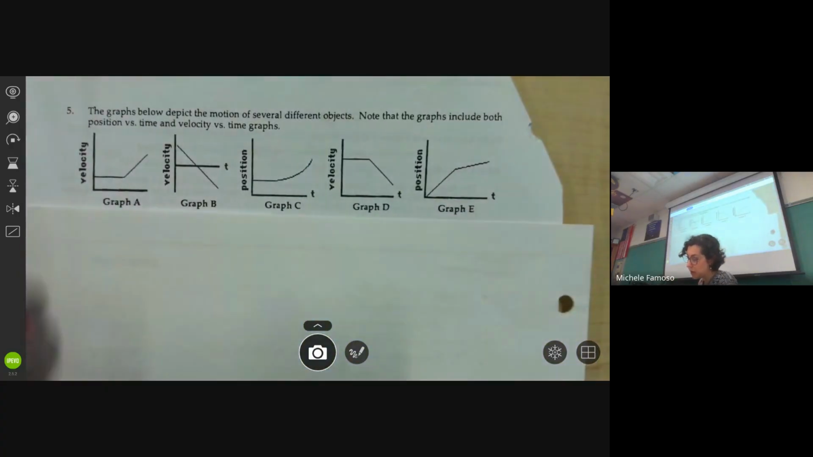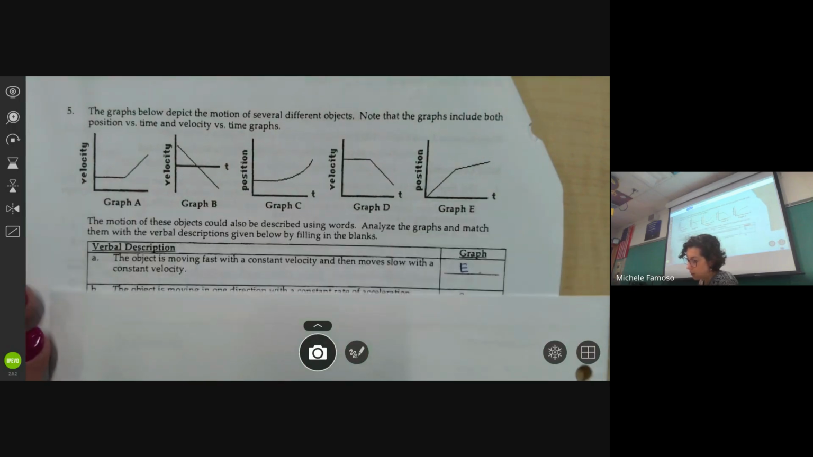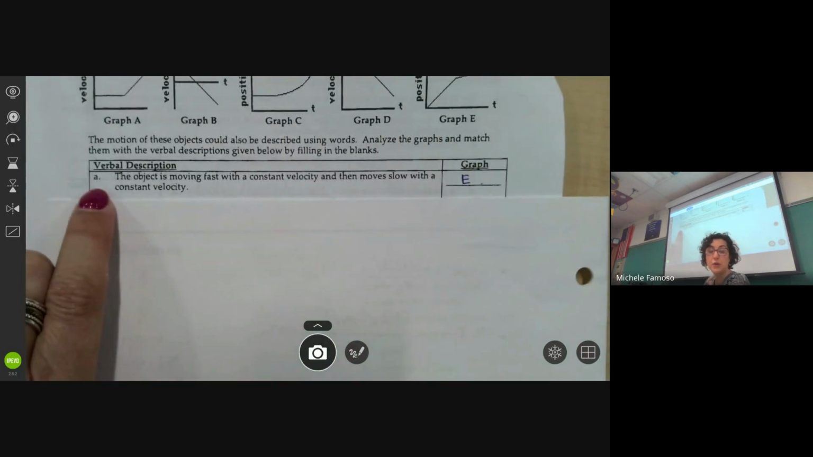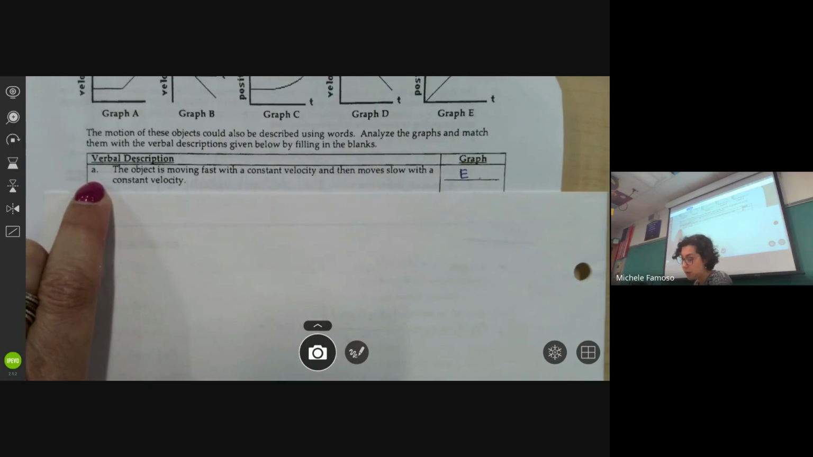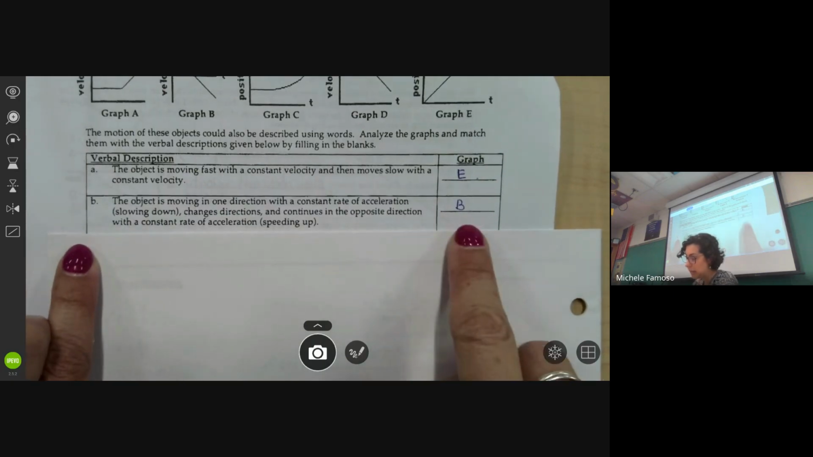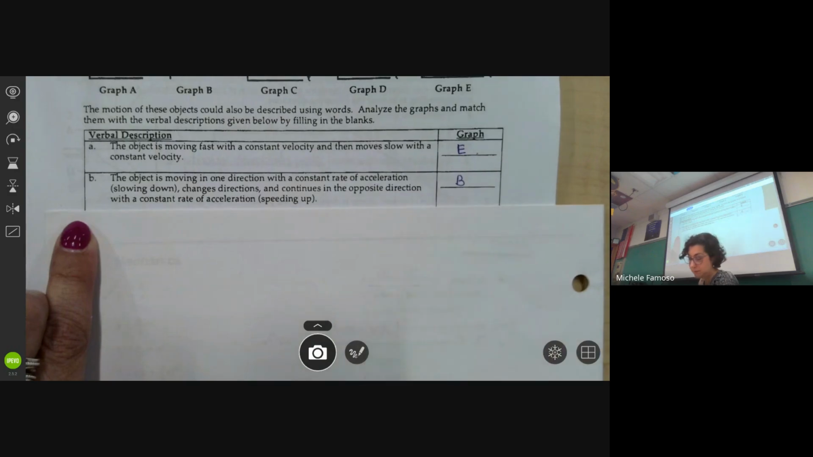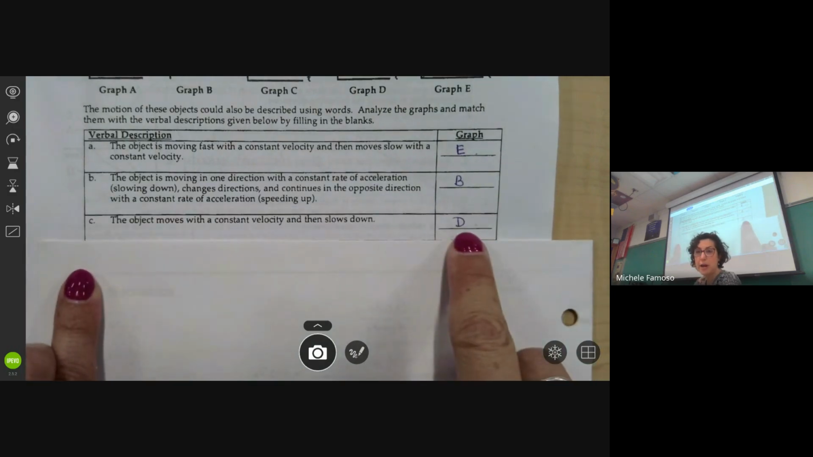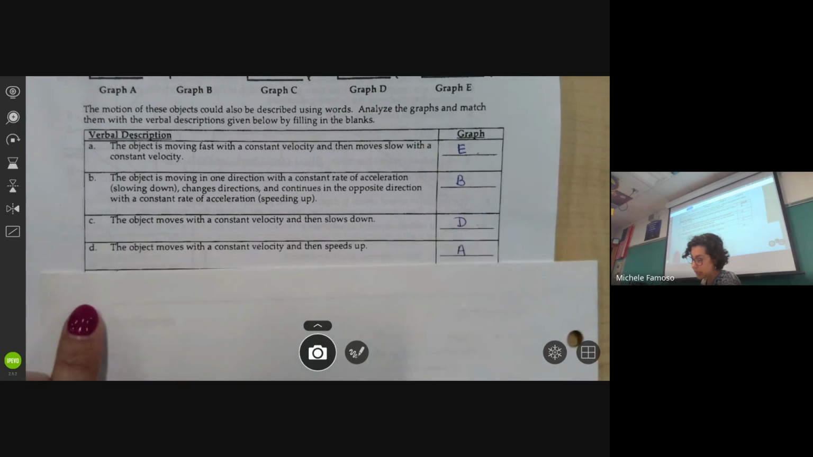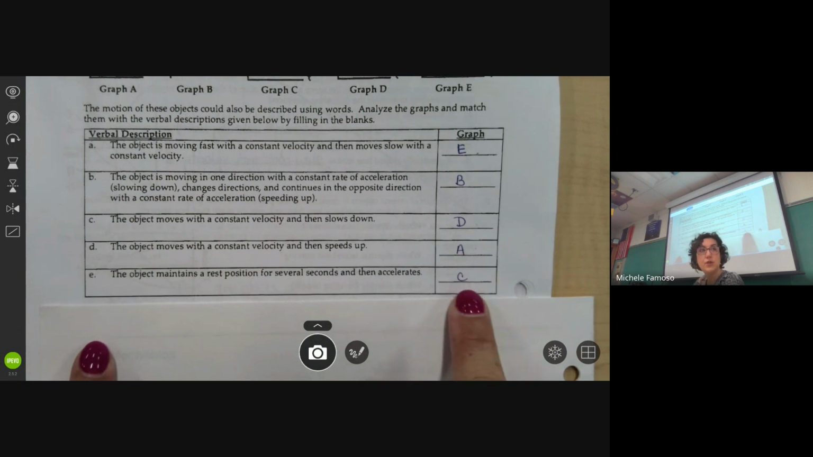All right, let's go to page 12. So we have these graphs. I want you to pick which graph goes with the description. So number 5A is graph E. 5B is graph B. C is graph D. D is graph A. E is graph C.